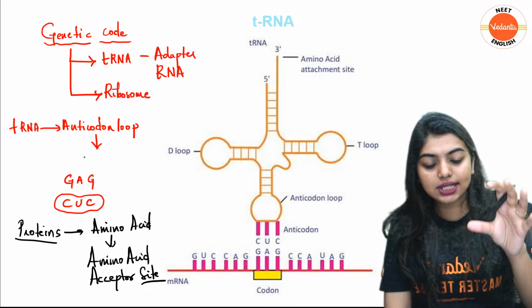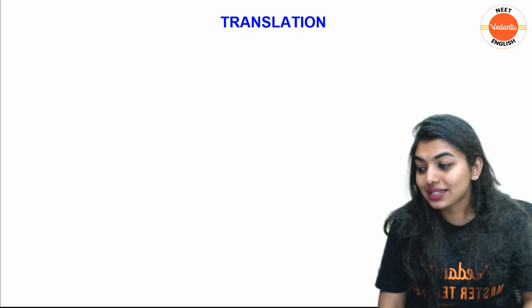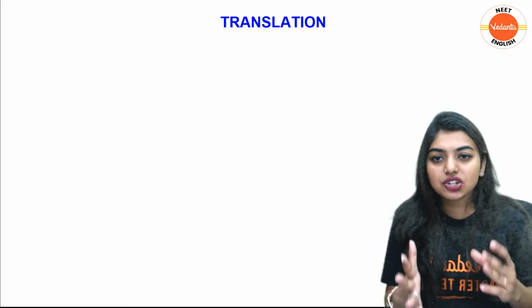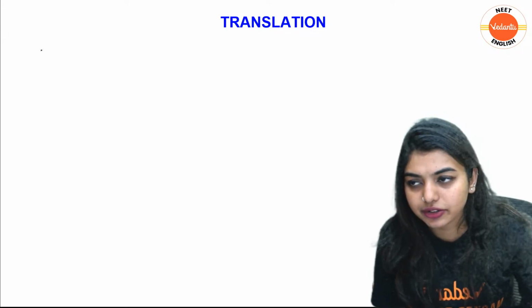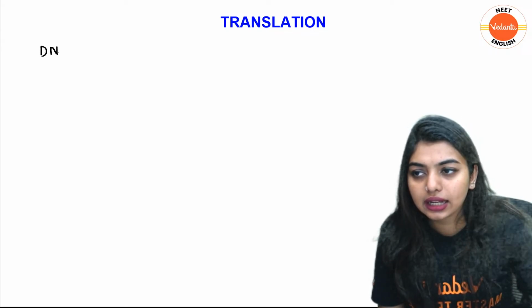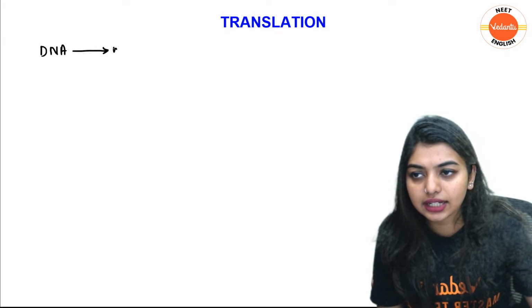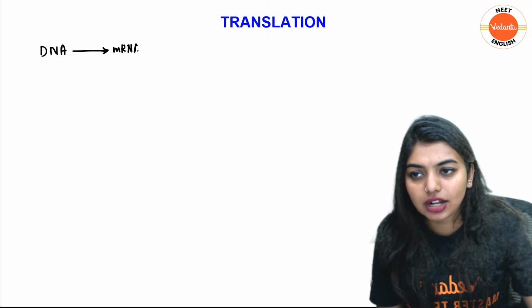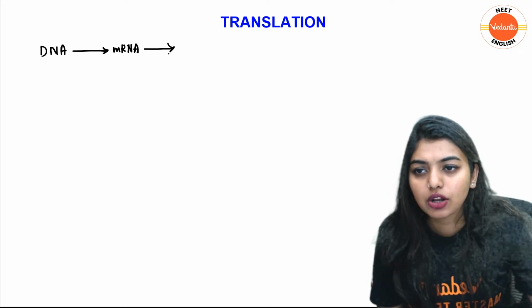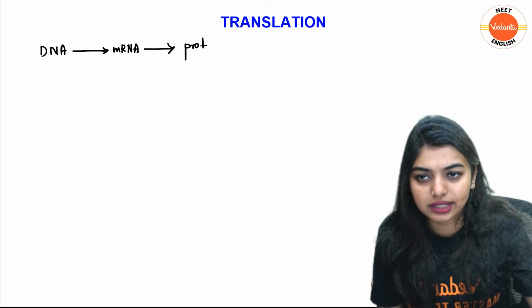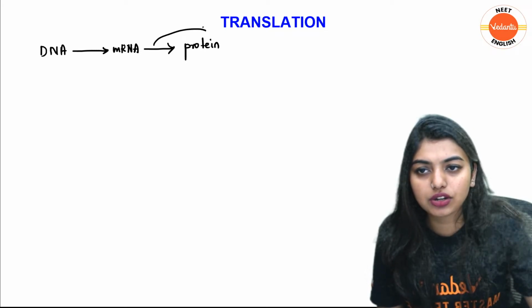Okay, so this is clear. Now we'll try to understand what is translation. So students, according to our central dogma, DNA to mRNA we did, and it was simple because we learned transcription the best way possible. Now from mRNA we have to make proteins. This process is called translation.